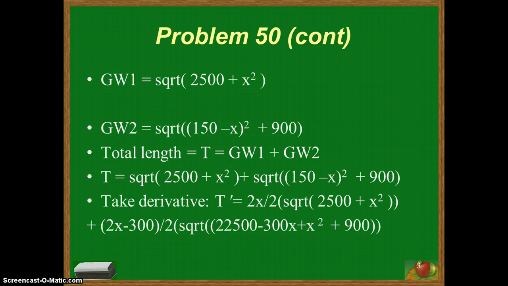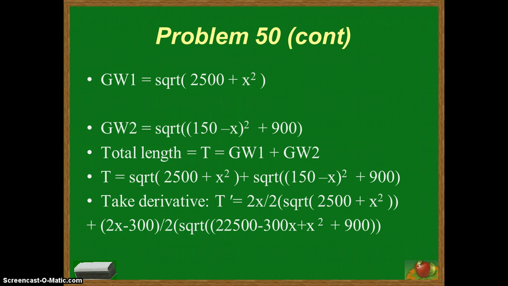Now, to find the minimum or maximum, remember, we need to take the first derivative and set it equal to 0 to find a critical number. We also need to check the endpoints, which are, in this case, 0 and 150.